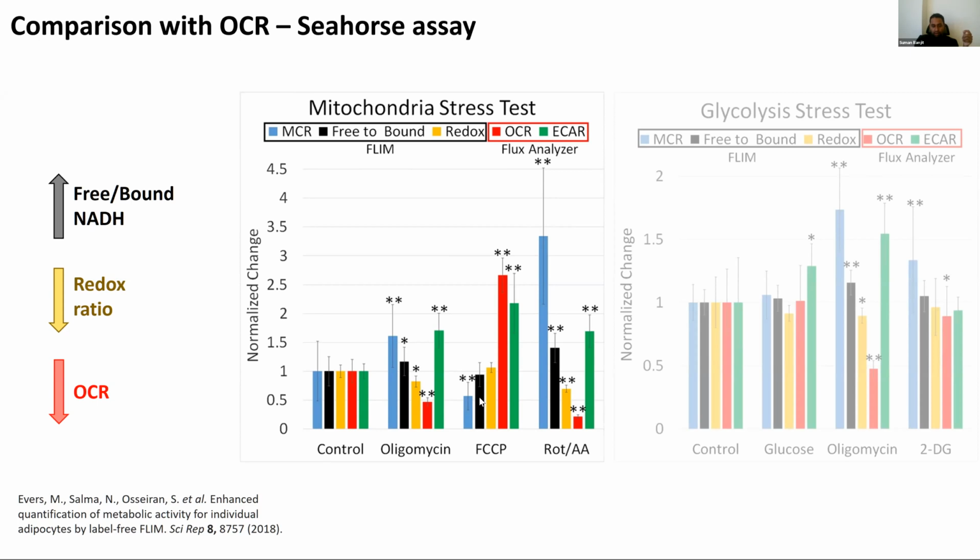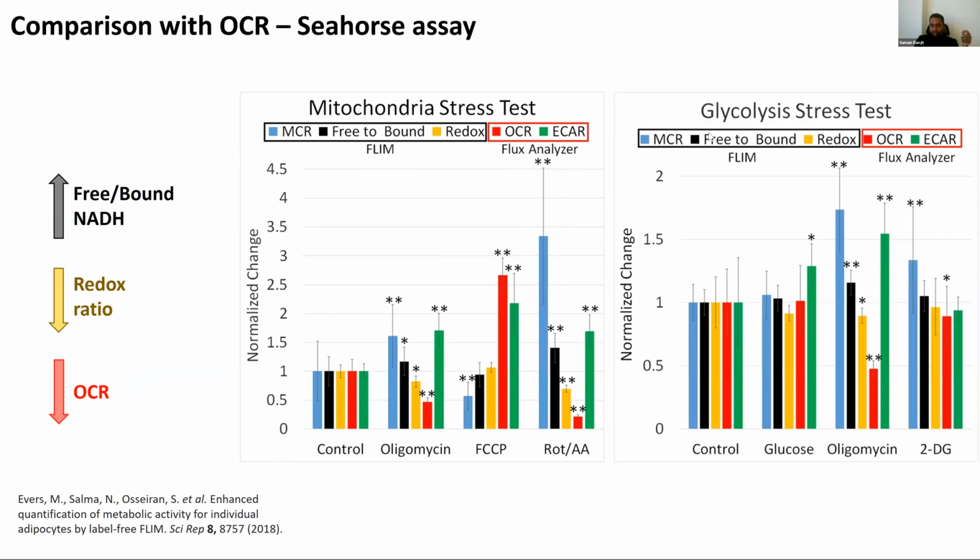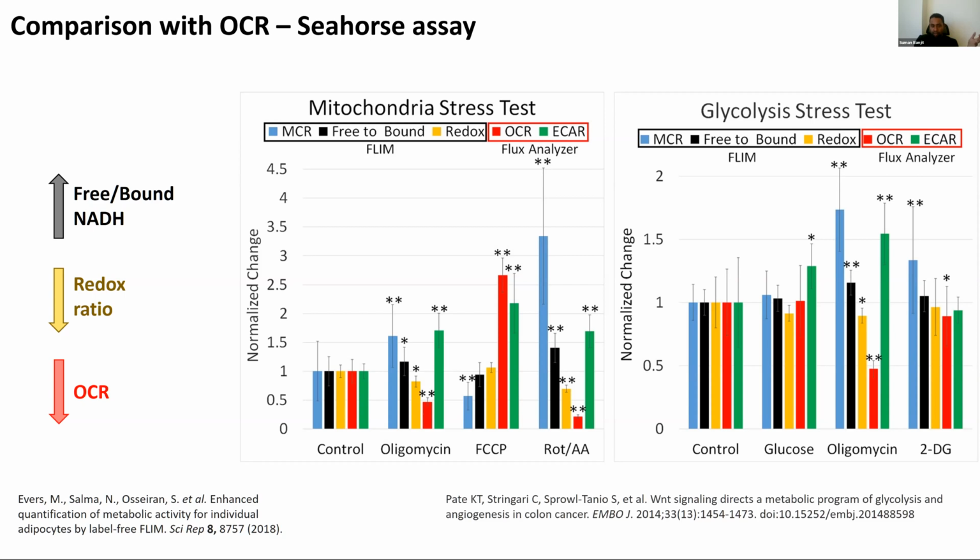The reverse is true in FCCP. And if you do the glycolytic stress test, which is looking at systems either by adding glucose or oligomycin or 2-DG, every time you have an increase in this, you have a decrease in that: an increase, again, in free to bound NADH, a decrease in the OCR. So all these results show that we can use the NADH lifetime to do this sort of analysis, and only based on NADH lifetime.